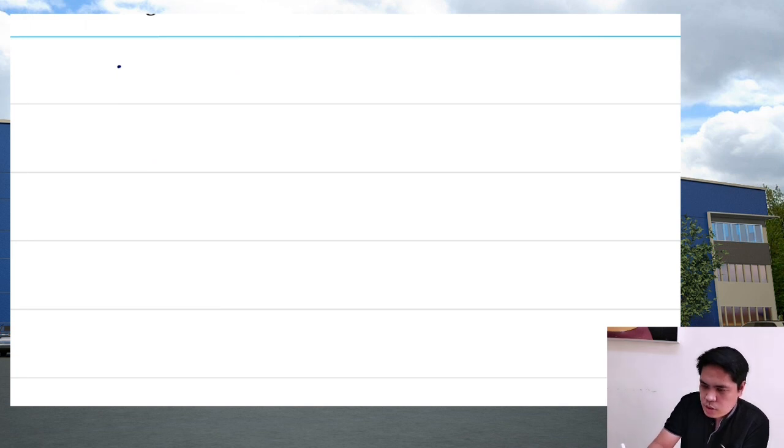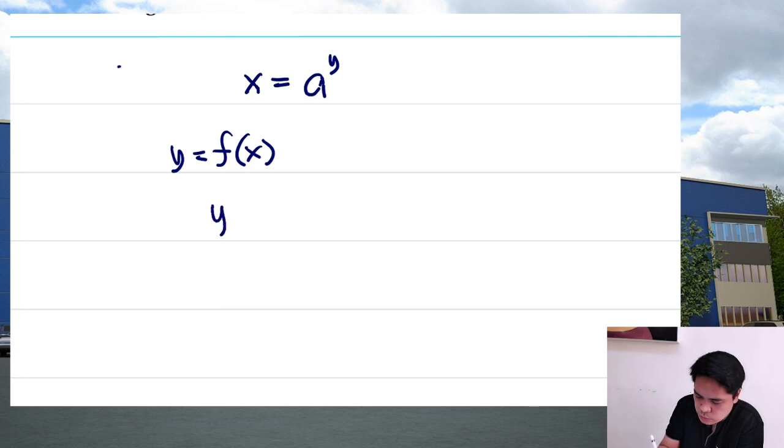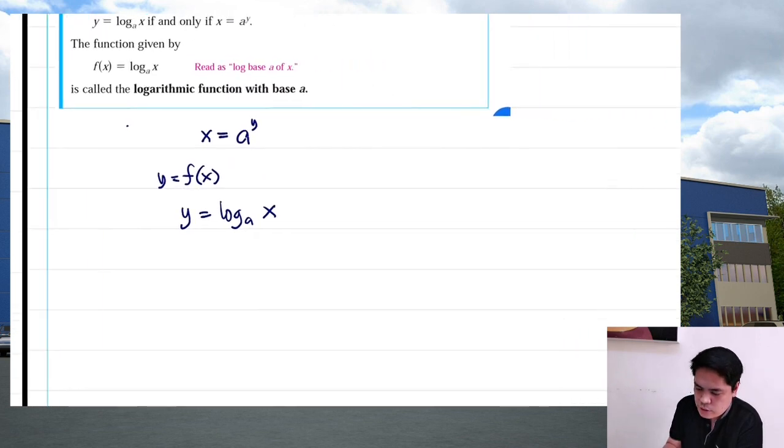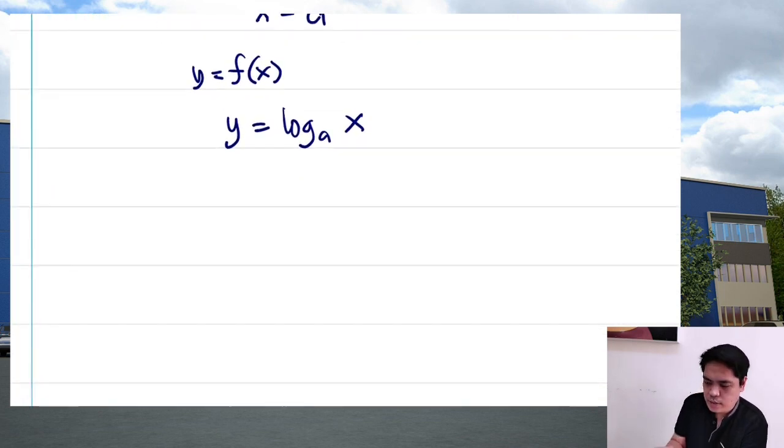So how would you express x equal to a raised to y? Meaning, ito na yung naging exponent na yung function. Naging exponent yung function. So how would you express this as y is equal to function of x? So yun yung gagamitin yung logarithm. So therefore, we write y is equal to the logarithm of x to the base a. So ganun lang. Okay? Or logarithmic function with base a.